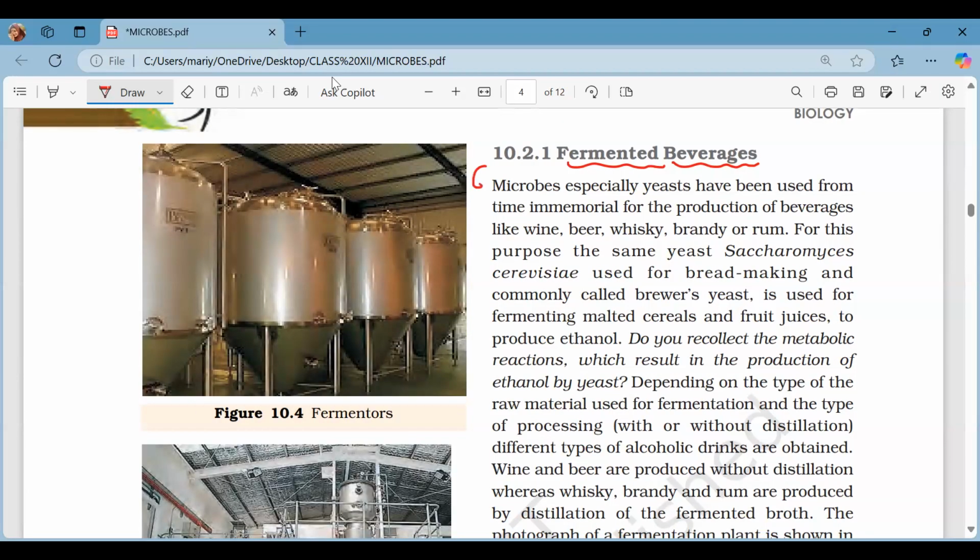In that, microbes, particularly the unicellular fungus yeast, have been used for the production of beverages like wine, beer, whiskey, brandy, or rum. All of these are alcoholic. For this purpose, the same yeast, Saccharomyces cerevisiae, used for bread making and commonly called brewer's yeast, is also used for fermenting the malted cereals and fruit juices to produce ethanol. So here it does anaerobic respiration, right? Then only alcohol is produced.